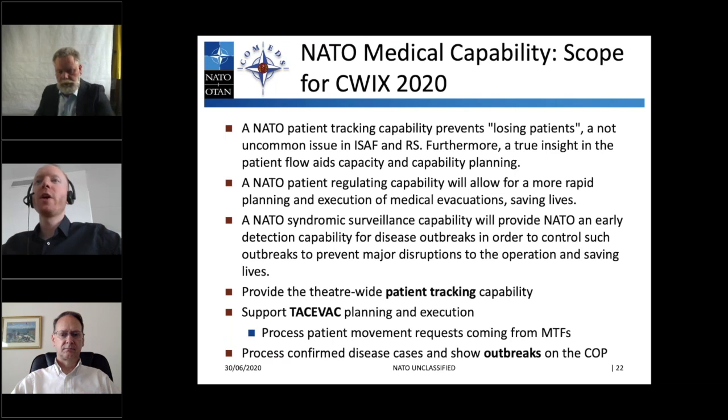So at CWIX 2020, we focus on 3 domains. These are patient tracking, patient regulating, and syndromic surveillance. If we talk about patient tracking, this is really about preventing losing patients, so not knowing where they are. This was a not uncommon issue in ISAF and Resolute Support. Also, it really gives you a good insight into the patient flow, which then aids the capacity and capability planning.